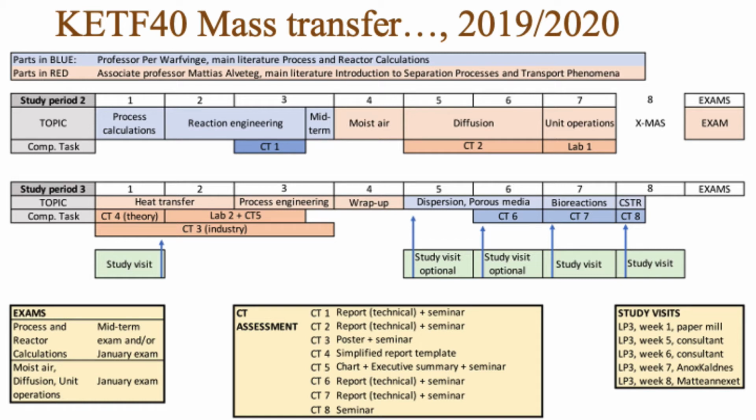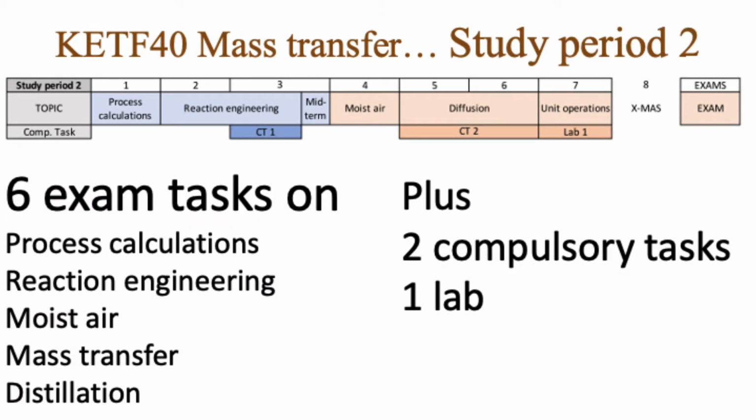The aim with this video is to describe the 2019-2020 version of the course KETF40 Mass Transfer in Environmental Engineering in about 5 minutes. The course is 15 ECTS credits and stretches over 2 study periods, study period 2 and 3. Assessment is done through a written exam, compulsory tasks, labs and study visits. Let us first describe study period 2.